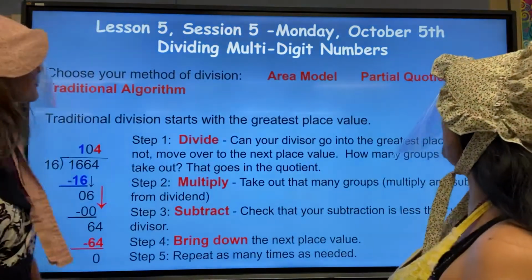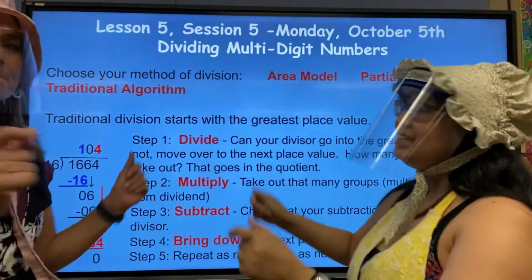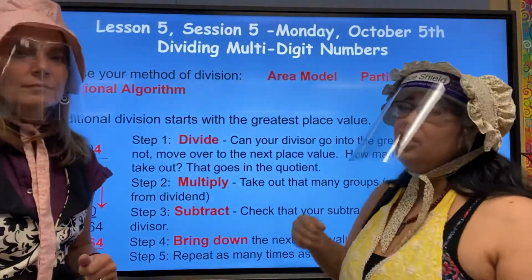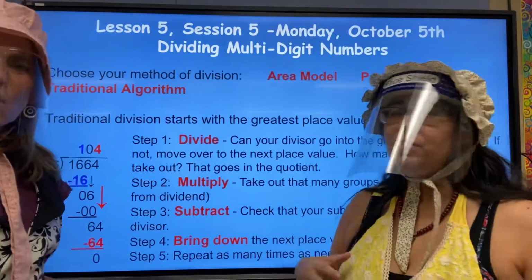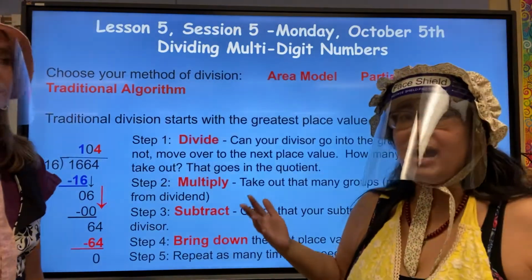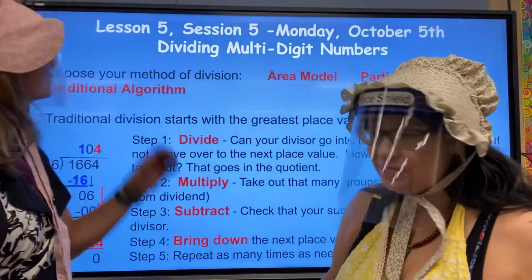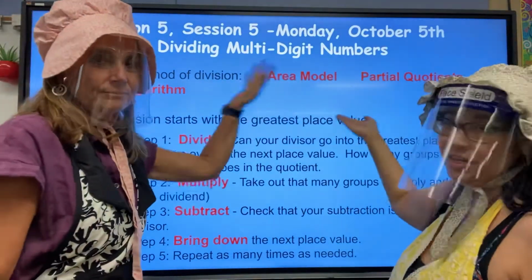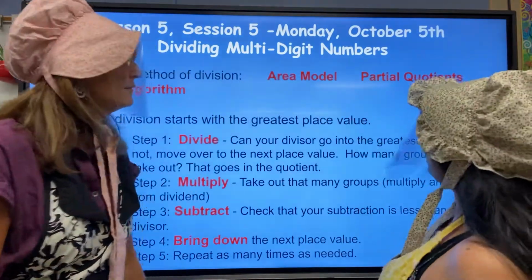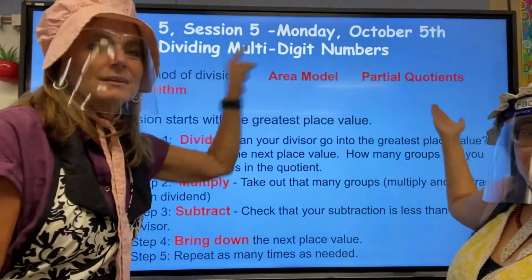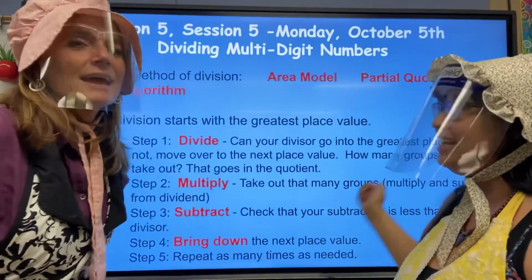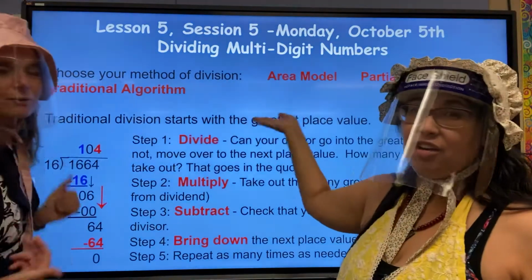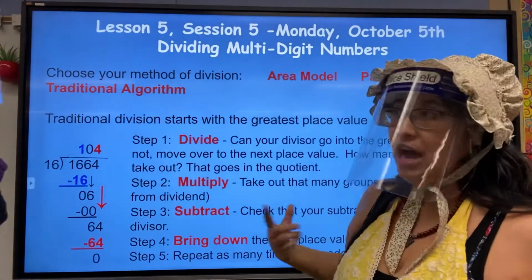All right, let's talk about division. Today we're still talking about division, but we are going to our last method. Now, do you have to use this method? No. Do you have to use any of the methods? No, you just have to be able to divide somehow. Because we've already talked about area models, in red, and partial quotients, also in red. Put them in your interactive notebook. And now, today we're going to talk about the traditional algorithm. Also known as the standard algorithm.